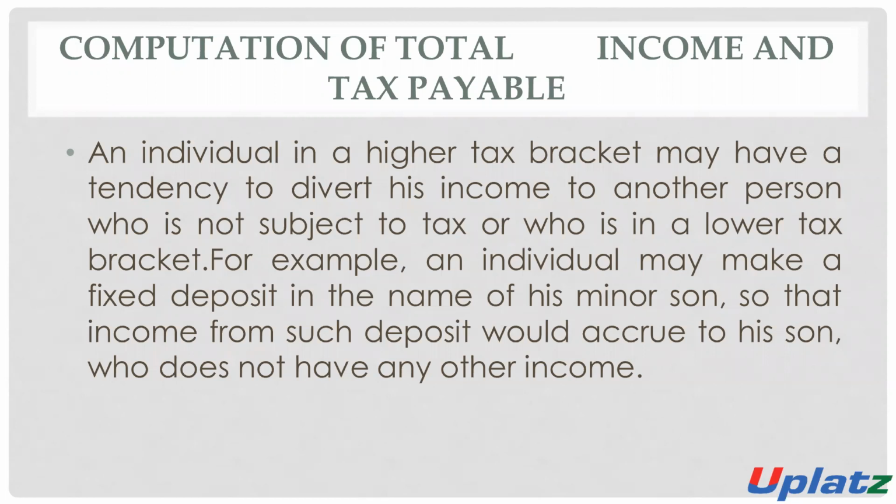For example, an individual may make a fixed deposit in the name of his minor son, so that the income from such fixed deposit will accrue in the name of his son, not in his own name.